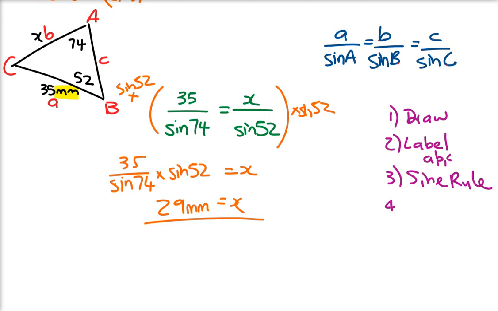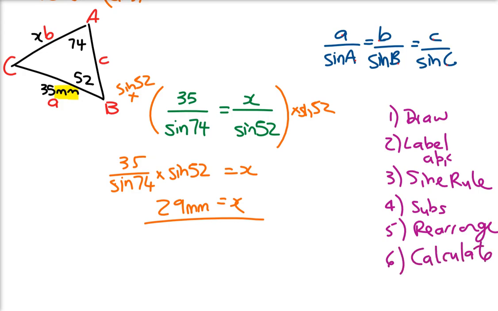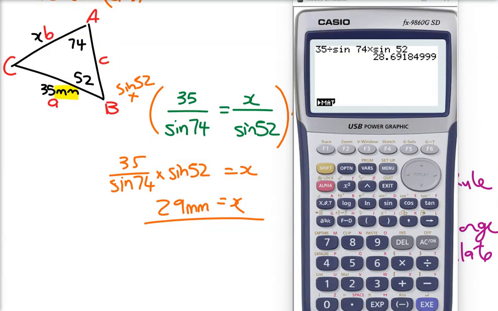Once you're in the sine rule, then you can substitute, rearrange, and then calculate. Any major problems with that? Okay. Is that going to be the same process for trying to solve any sort of sine rule? Yeah. Okay. And we'll go through finding the angle signs of sine rule, but that's what we're going to be doing today. Major problems, questions? All right.